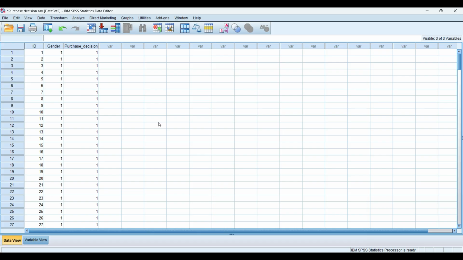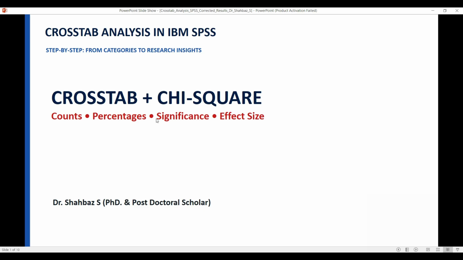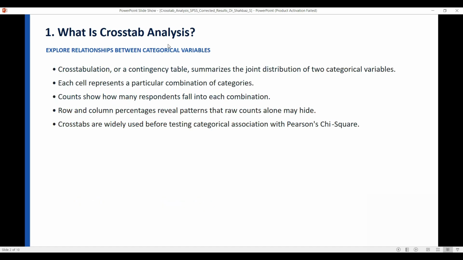So before doing crosstab in SPSS, we need to learn what is crosstab and what are the assumptions to perform this test. First of all, we come to the PPT and see what is crosstab analysis. Cross-tabulation or a contingency table summarizes the joint distribution of two categorical variables. Each cell represents a particular combination of categories. Counts show how many respondents fall into each combination. Row and column percentages reveal patterns that raw counts alone may hide. Crosstabs are widely used before testing categorical association with the Pearson Chi-Square value.